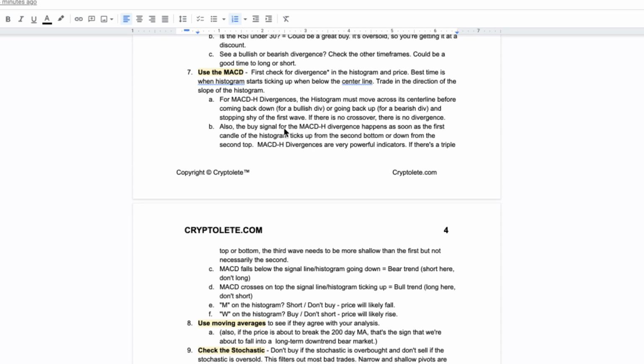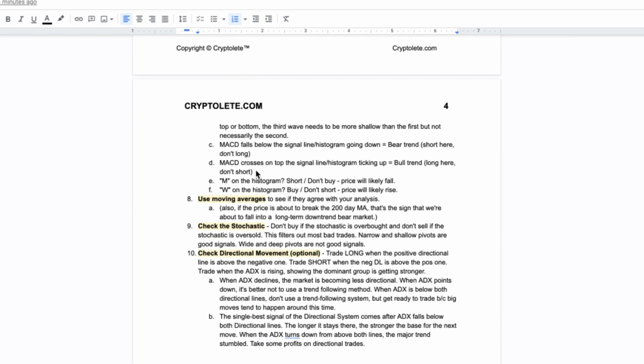Also, MACD divergences are very powerful indicators. If there's a triple top or bottom, the third wave needs to be more shallow than the first, but not necessarily the second. MACD falls below the signal line or histogram going down. That's a bear trend. So you want to short here, don't long.